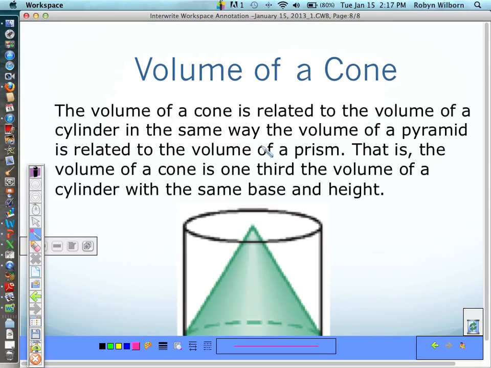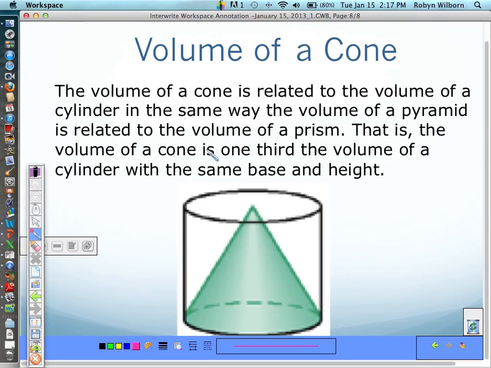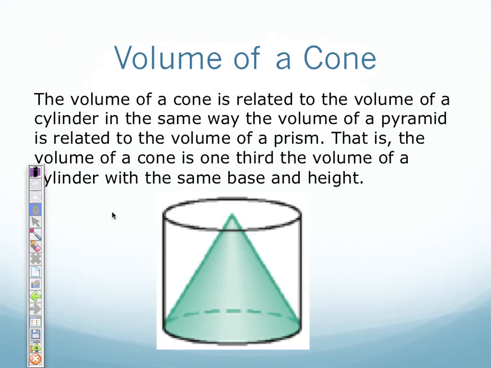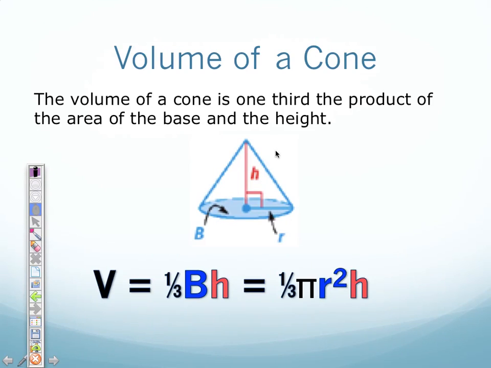is related to the volume of a cylinder in the same way that the volume of a pyramid is related to the volume of a prism. That is, the volume of a cone is 1/3 of the cylinder with the same base and height. This is a little bit of an explanation as to how we're relating a cone and a cylinder. Since we know the formula for a cylinder, we can relate that to the shape of a cone. So that's just a little background information for you.